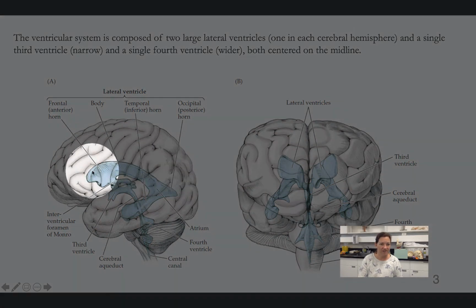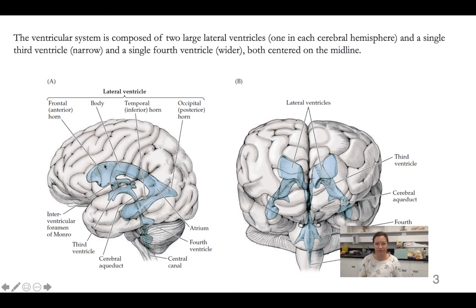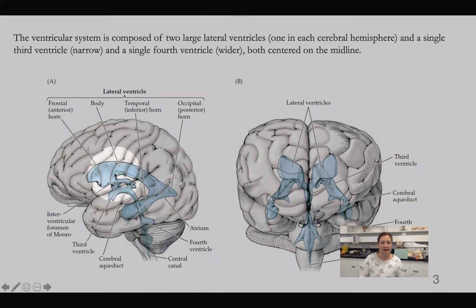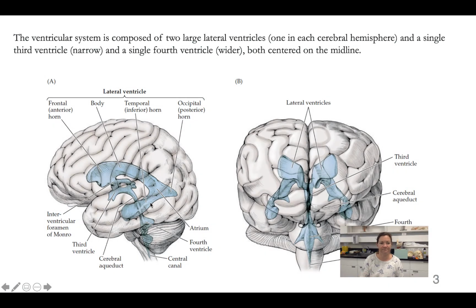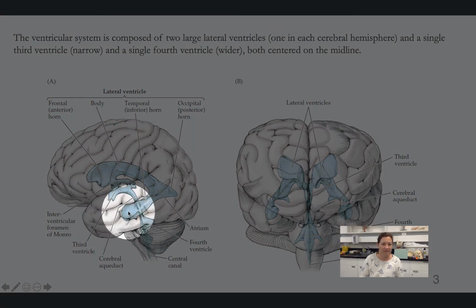There's an anterior horn in the frontal lobe, so it's also called the frontal horn. A posterior horn in the occipital lobe, the occipital horn. And finally, in the temporal lobe, you have the inferior or temporal horn. The parietal lobe just gets a little bit of the body of the lateral ventricles.